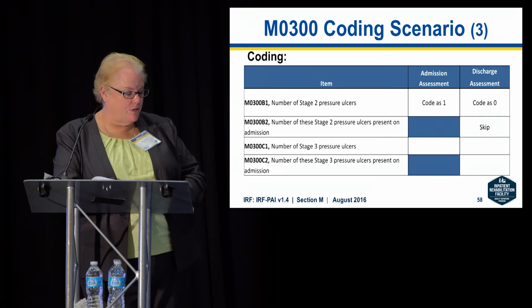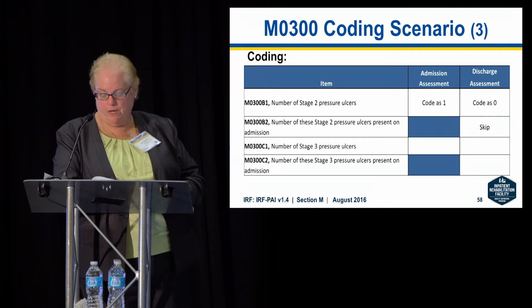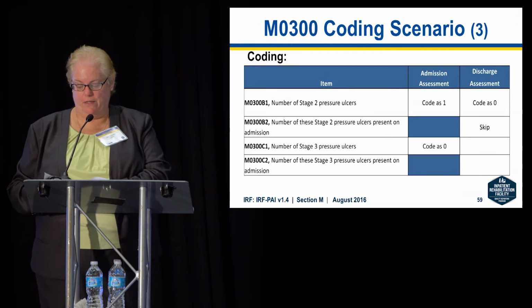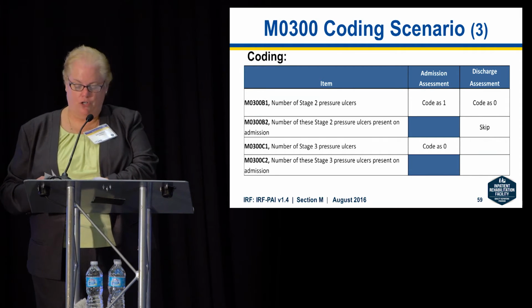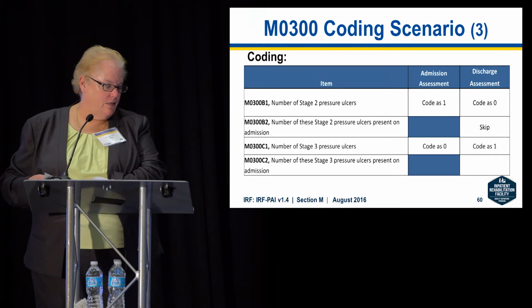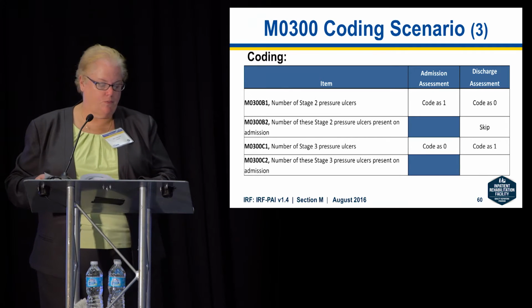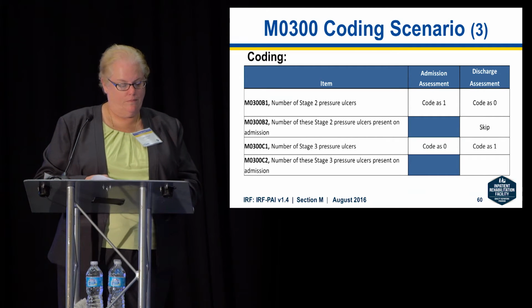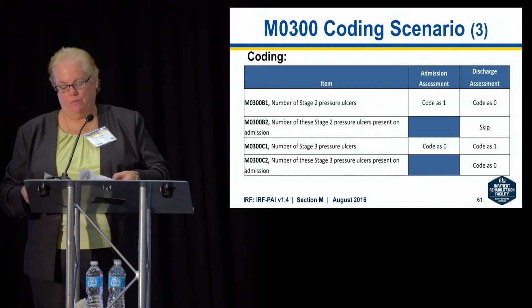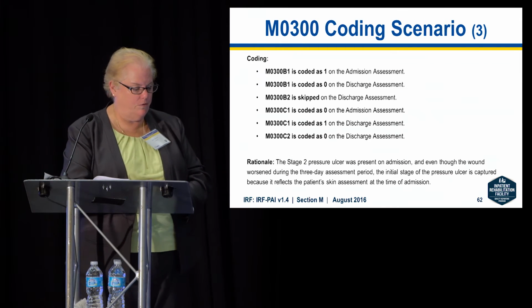Number of stage 3 pressure ulcers upon admission. 0, right? How about on the discharge assessment? Correct. Number of the stage 3 pressure ulcers present upon admission. Right, 0. Okay, now let's talk this one through because I think there was some little confusion here.